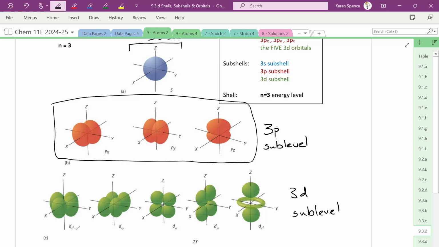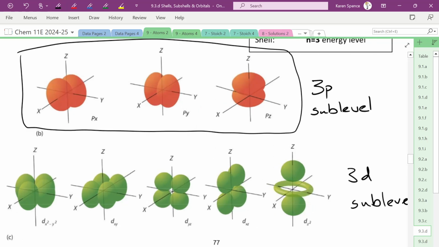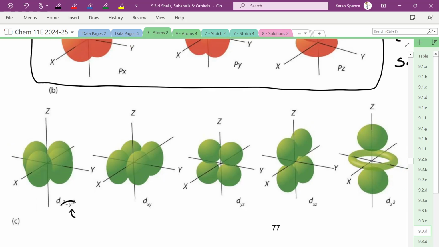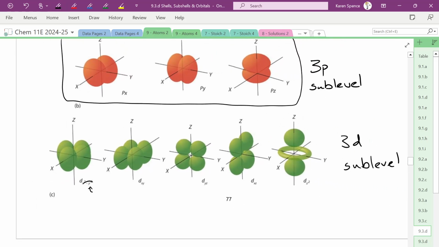You should probably be familiar with px, py, pz, because that's very easy to visualize. But most of the time, you're just going to call them the 3p orbitals, okay? You do not need to know dx squared minus y squared, dxy, and so on. You do not need to know these little doodads down here. You can just forget about them, okay? They're complicated.